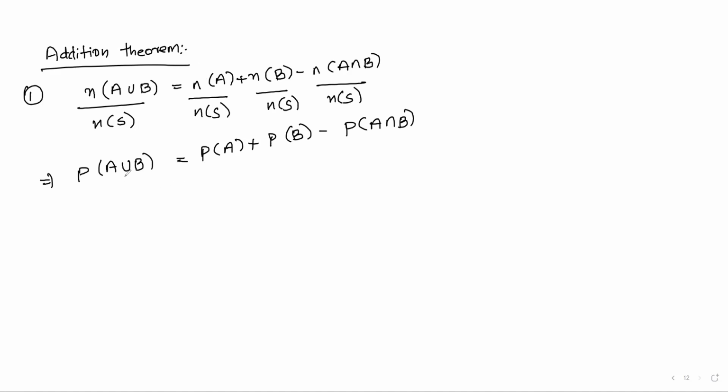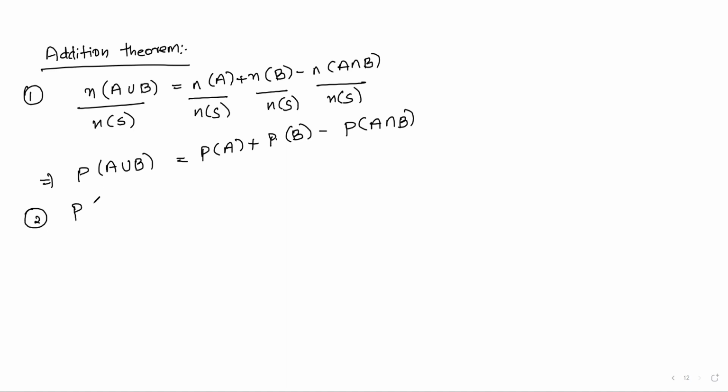Now, what is meant by A union B? A union B means or. So here we are finding the probability of A or B. Okay, this is clear to you. Now, what is this intersection? Intersection means and. So this means we are finding the probability of A and B. That means both should be there. A union B means A or B. A भी हो सकता है, B भी हो सकता है. So that's the first theorem.